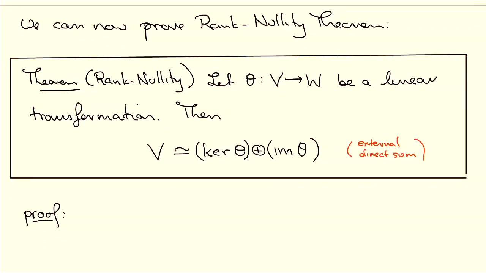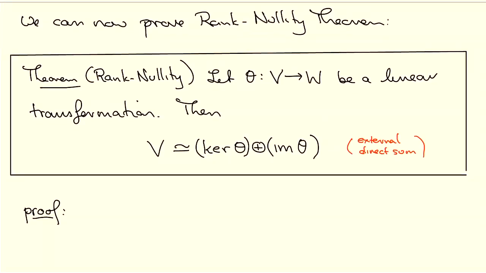But it's one of the fundamental results for finite dimensional operators on finite dimensional spaces. In fact, the finite dimensionalness isn't even important. So we'll state it in general here. Okay, so the rank nullity theorem: we've got a linear transformation between two F vector spaces. And rank nullity tells you that V is isomorphic to the kernel, external direct sum, the image.